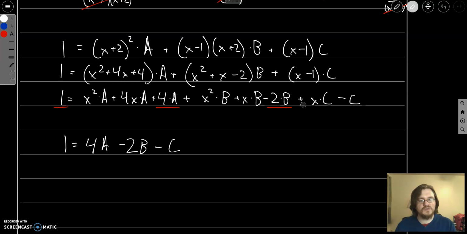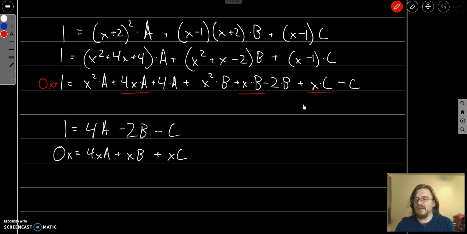Let's look at all the terms with 1x, not x squared, but just x. So here's x times c. Here's x times b. Here's 4 times x times a. And on this side, I don't have an x term, so I'm just going to write a 0x on that side. So 0x is going to be equal to 4 times x times a plus x times b plus x times c.